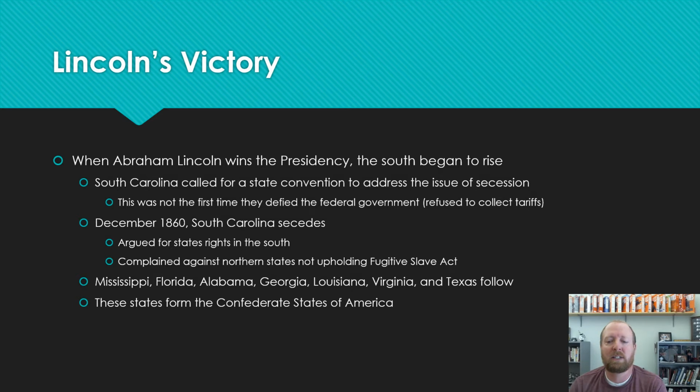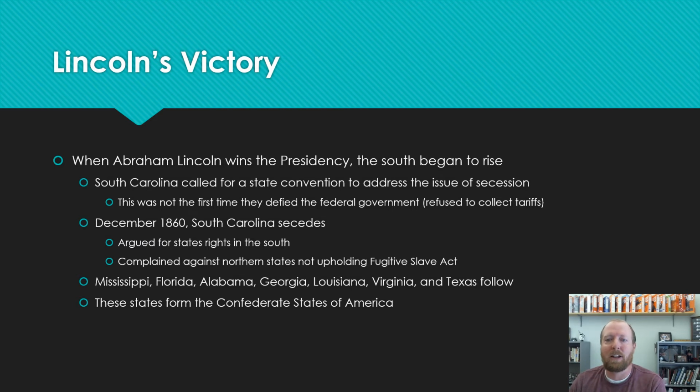But when Lincoln wins the presidency, it's now clear, especially with the Republican Party stance, that in the future when states are added, they'll be added as free states. That's going to make the South lose their ability to maintain slavery. And so before the inauguration, after the election, South Carolina is the first state to address this issue, and they officially secede from the Union.